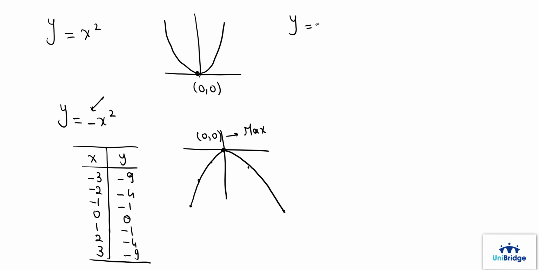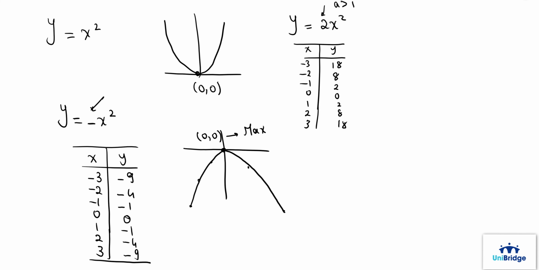What if you multiply the function by, let's say, 2, or any number that is greater than 1 for that matter? So what will happen? Again, if you try the same values of x, you're going to get y's that look like this: 18, 8, 2, 0, 2, 8, and 18, right? These are, again, for the same 7 values we used.